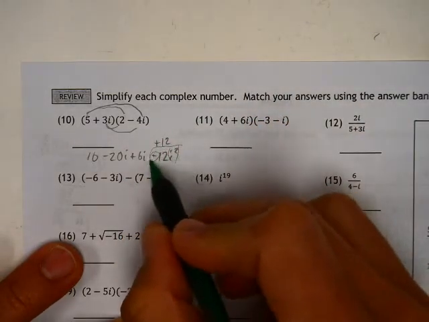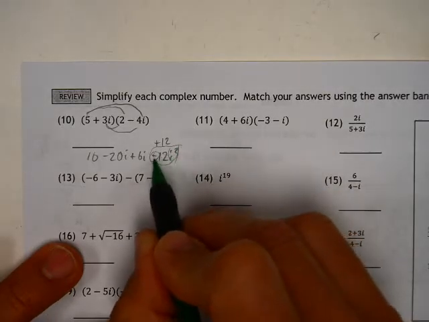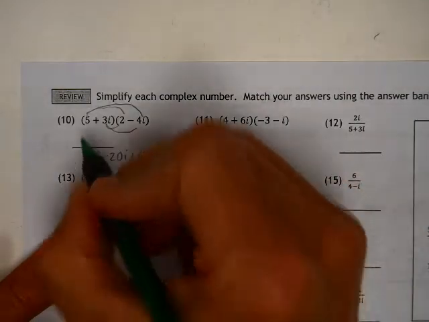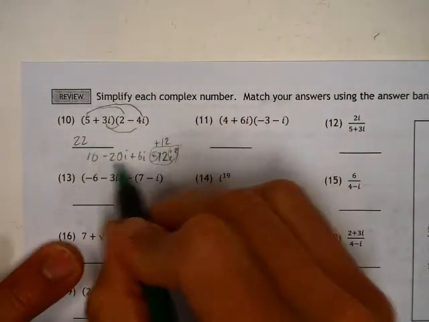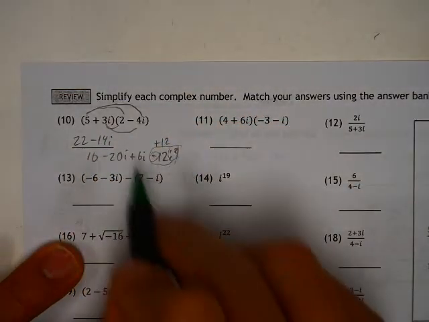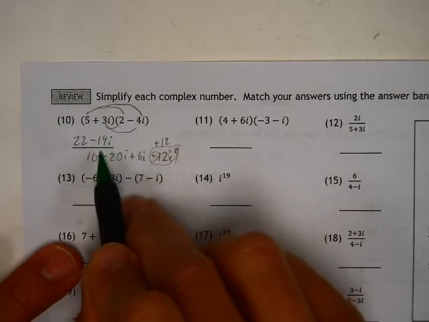Okay, you need to start recognizing that an i squared is a negative 1, so that will change this to a plus, and it just becomes a normal 12. 12 and 10 is 22. Negative 20 plus 6i is going to be a minus 14i. You will never have an i squared when you multiply these. i squared will always simplify.